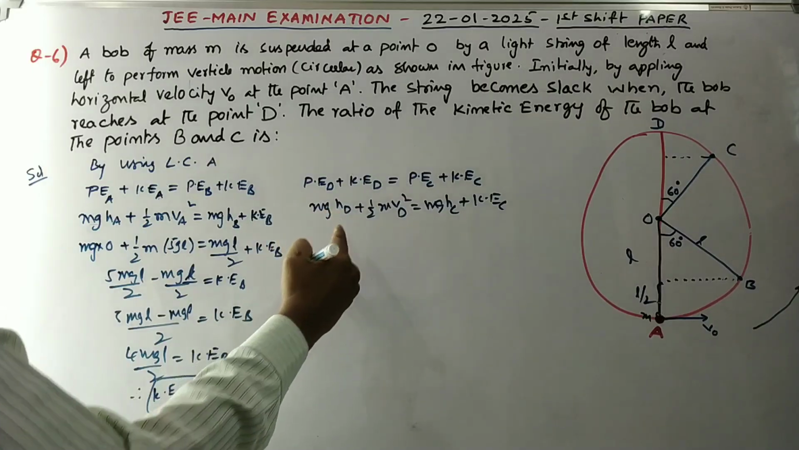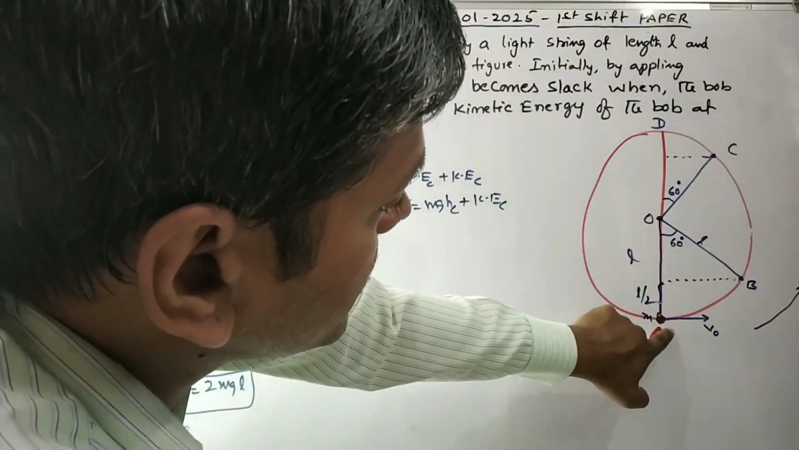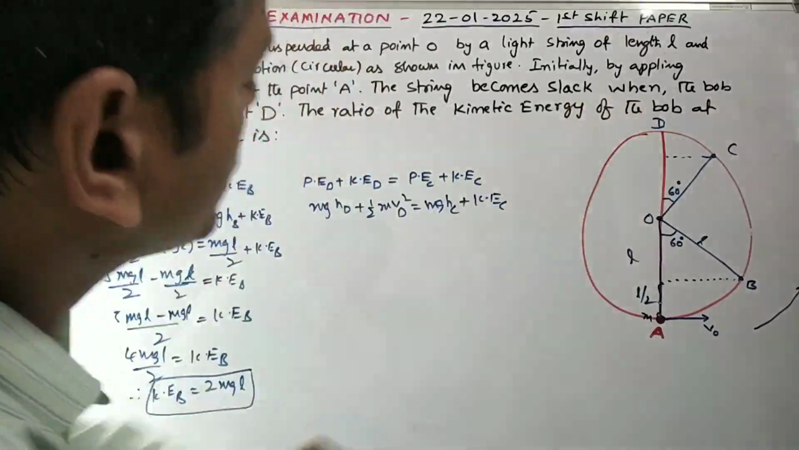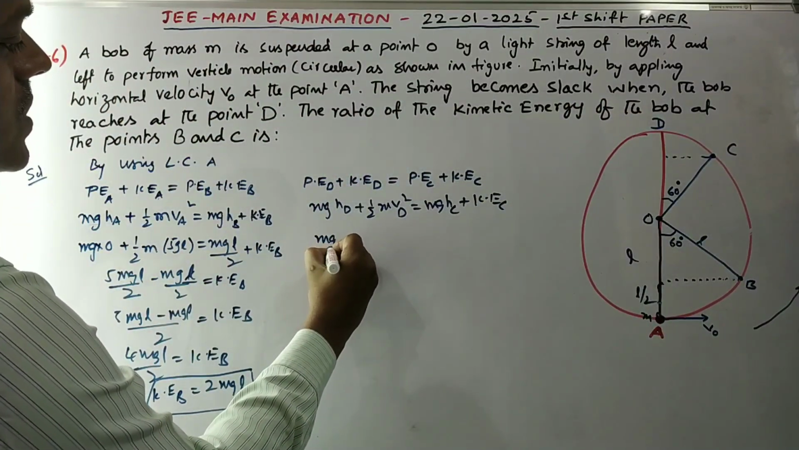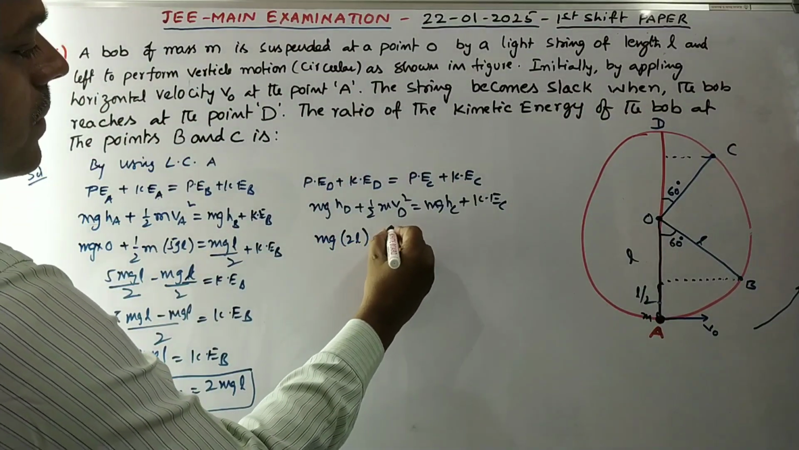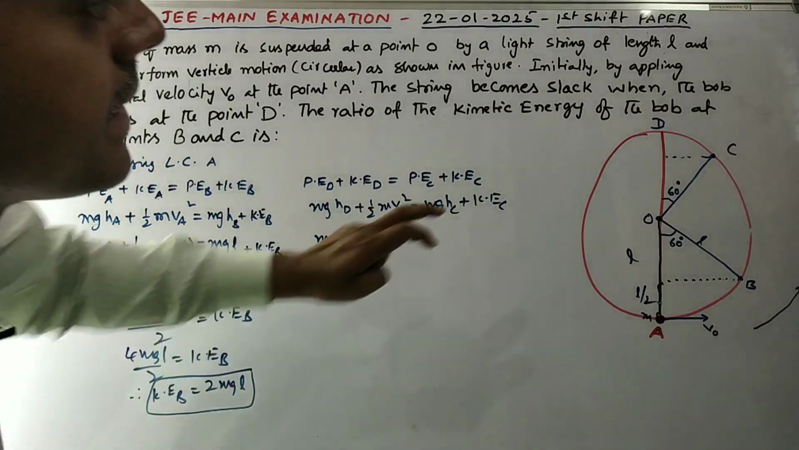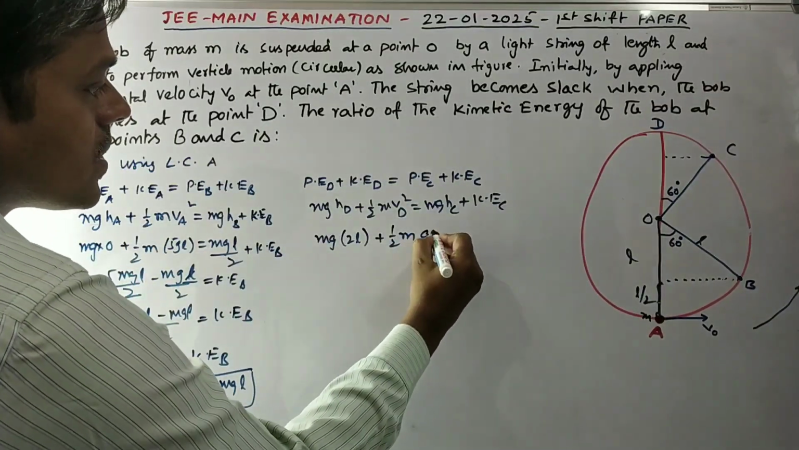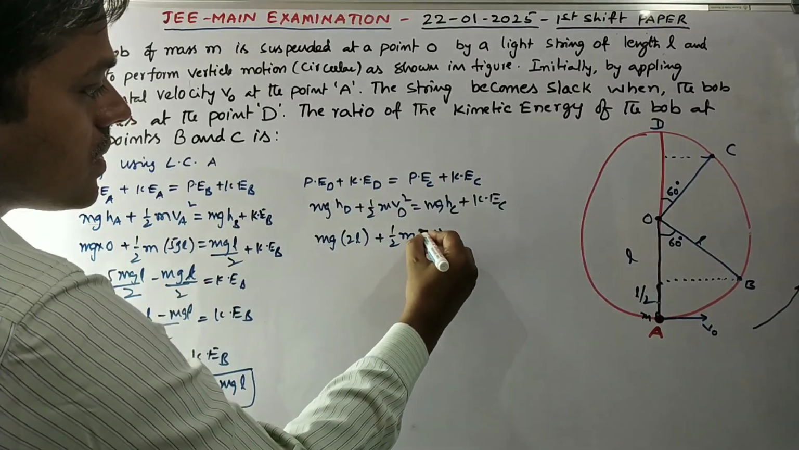So mg hD, what is the height with reference to the reference point? This is L, this is L. So point D is at a height of 2L. So mg into 2L plus half m vD square. vD is the velocity at the highest point, which is root gL. That means whole square, vD square equals gL.